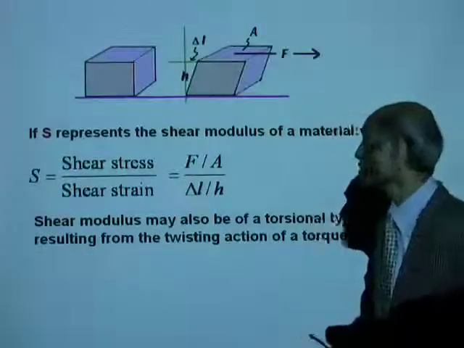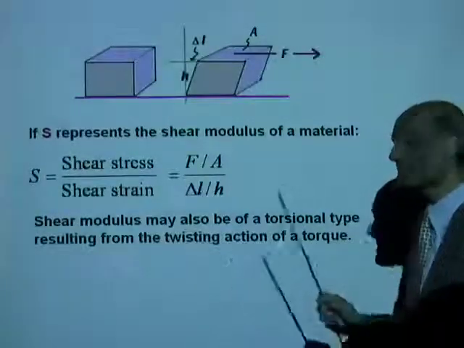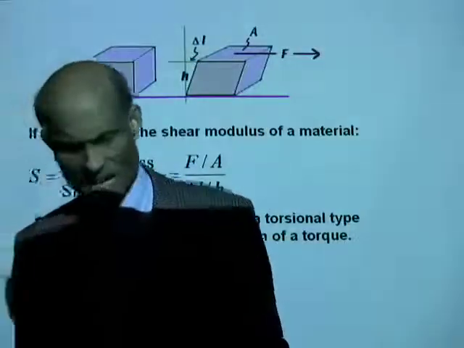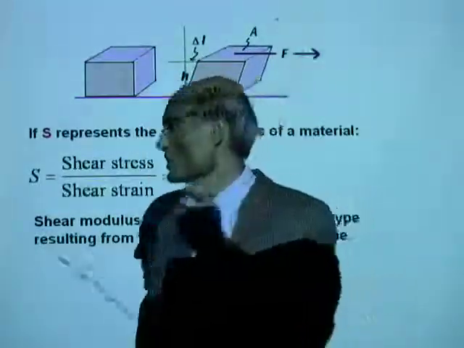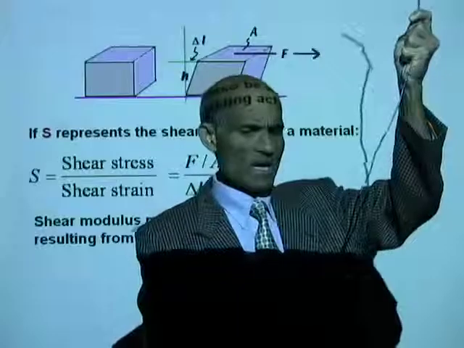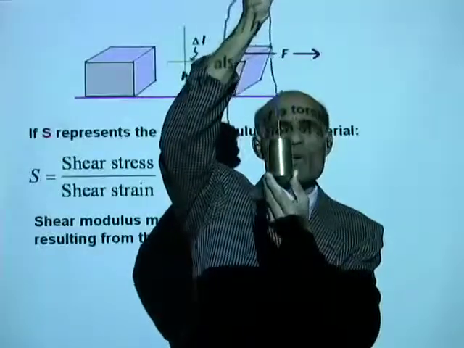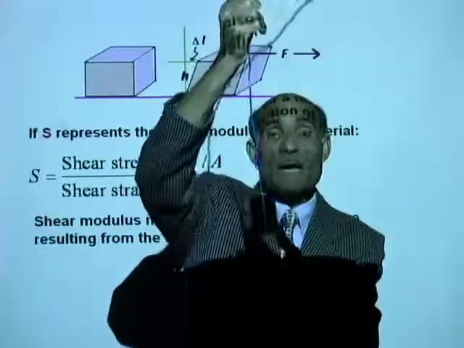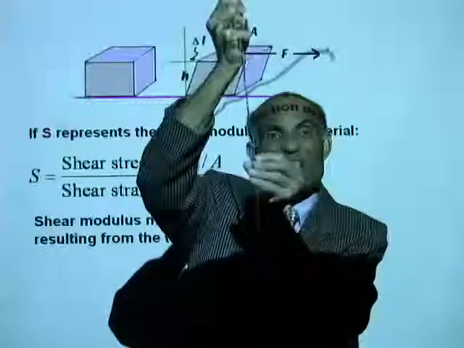Now, shear modulus may also be a torsional type, resulting in the twisting action. A torsional type. Now, what is that? What is a torsional type of deformation? Let me see if I can show the torsional type. Now, if this mass is hanging from this wire, look at what happens when I twist this mass. When I twist this mass, what it does is it is turning this wire.